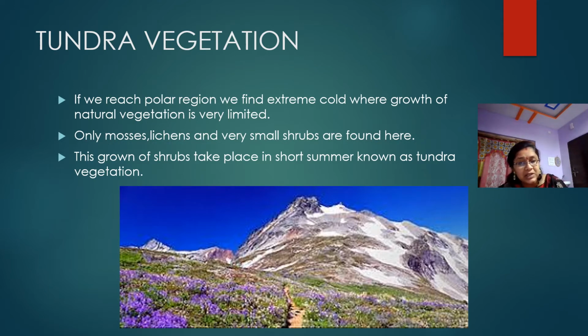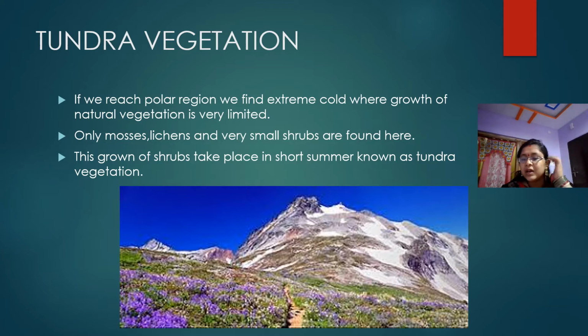But in the tundra vegetation, we find very limited natural vegetation, as these places are extremely cool and are located in the polar region. So we find very few plants and shrubs. We generally find only mosses, lichens, and very small shrubs here. You can see in the picture some of the small shrubs that grow, and that growth takes place in the short summer. So it is known as tundra vegetation.